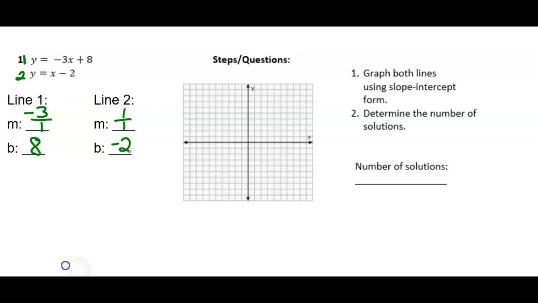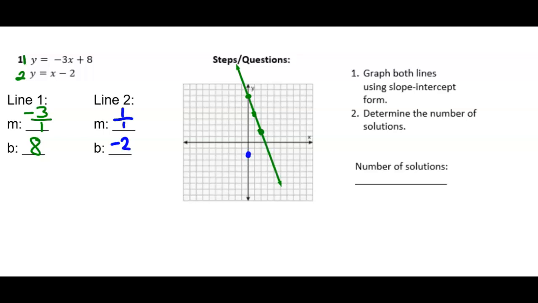So I'm going to start with line 1. I'm actually going to do that in blue. So I'm going to start at 8, which is right. Nope, that's 7. 8 is right there. And then I'm going to go down 3, 1, 2, 3 over 1, and that's my line. Okay, I'm going to draw my line when it's paused.